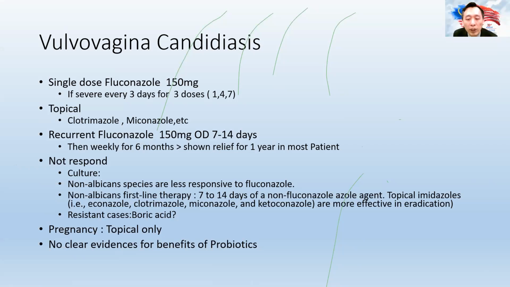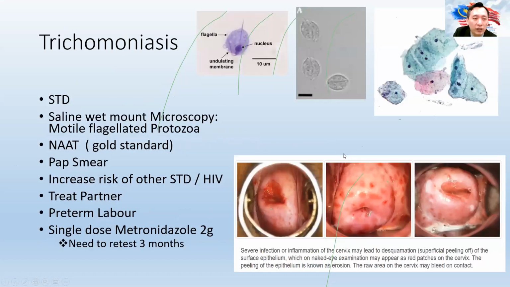For non-albicans, first-line therapy is most of the time a non-fluconazole agent. It can be imidazole, itraconazole, clotrimazole, miconazole, and etc. They are effective in eradicating non-albicans candidiasis. All right. Most of the time, if pregnant, you can only use topical because oral can cause miscarriage and also malformation. There's no clear evidence of probiotics in the case of vaginal candidiasis.